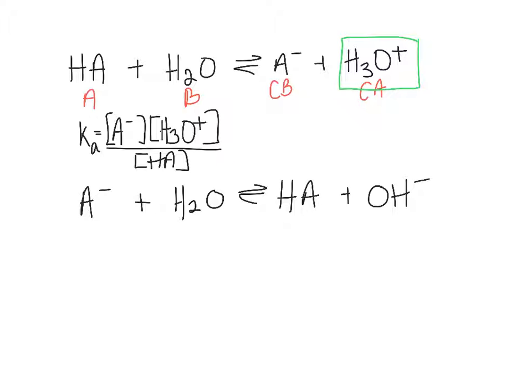Ask yourself, who lost the H on the left-hand side? The one that gave up the H is your acid. The one that accepted the H is the base. So A minus is your base, H2O is your acid. And your HA is your conjugate acid, while your OH minus is your conjugate base.